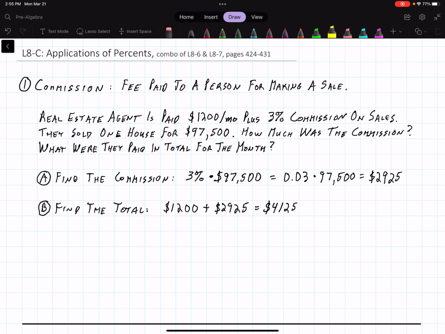First thing we'll talk about specifically is a thing called a commission. A commission is a fee that's paid to a person for making a sale. The biggest place you probably have heard about this is real estate agents. So a real estate agent is somebody who sells a house to people, and they're paid, let's do this example, $1,200 a month plus a 3% commission on their sales. So whatever they sell the house for, they get a bonus of 3% of that.